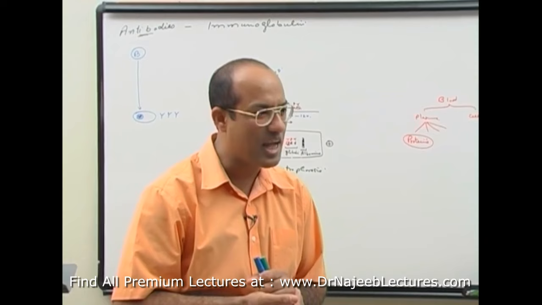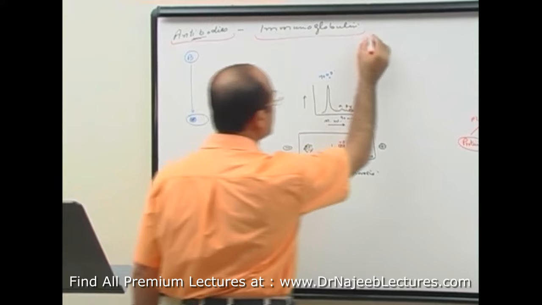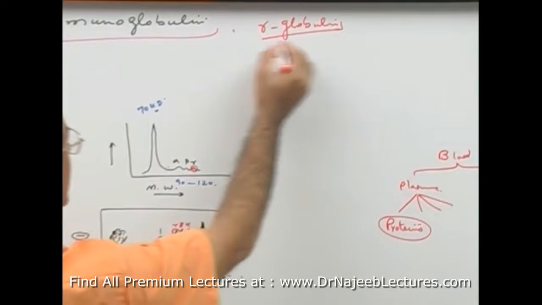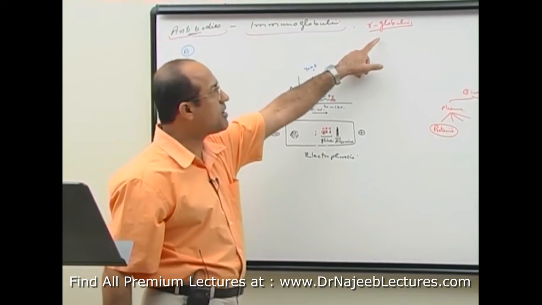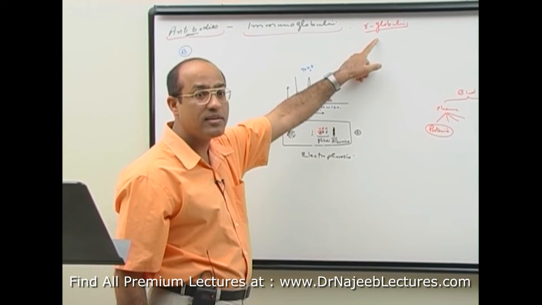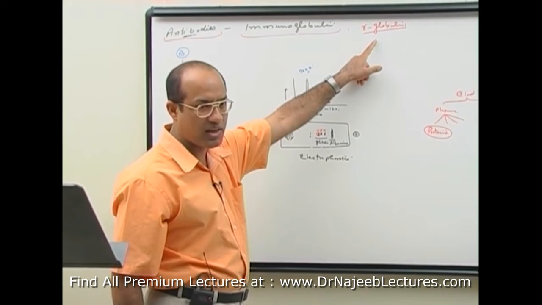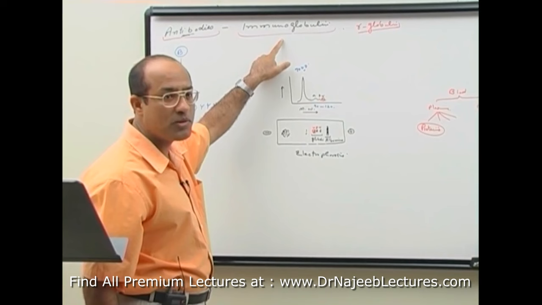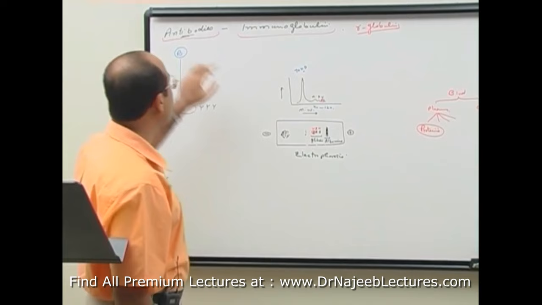So, there are three names: the antibodies, the immunoglobulins, the gamma globulins. These are three names for the same type of molecule. Gamma globulins means those globular proteins which are part of the gamma band on electrophoresis of plasma protein. Immunoglobulins means those globulin proteins which have immune function. They are also antibodies.